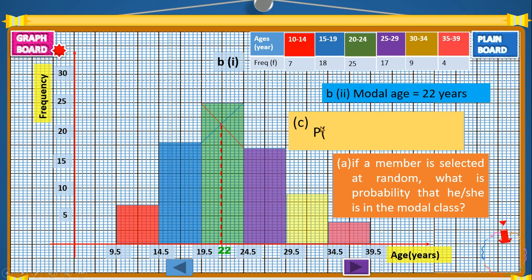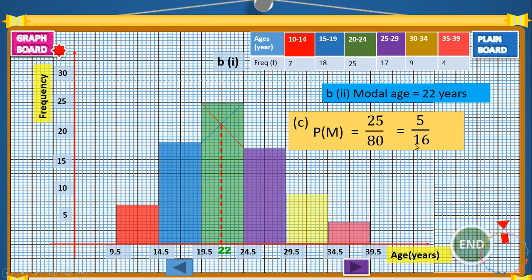We know that the probability P of M will give us the total number of people in this particular class, 25, divided by the total number of people in this club, which we have already calculated, and that is 80 from our table. Now 25 divided by 80 will give us 5/16. That brings us to the end of this presentation.